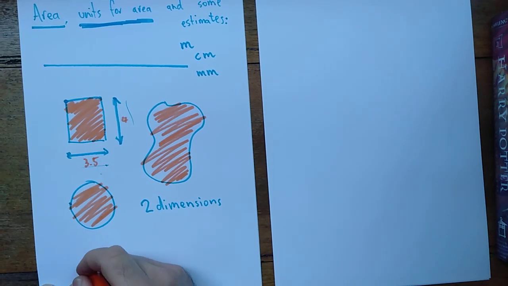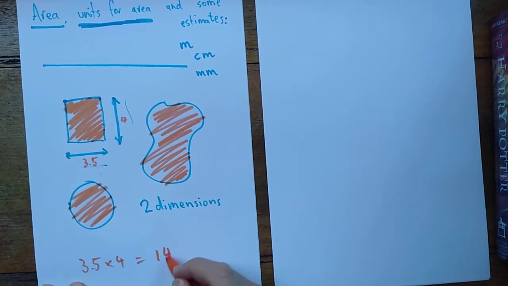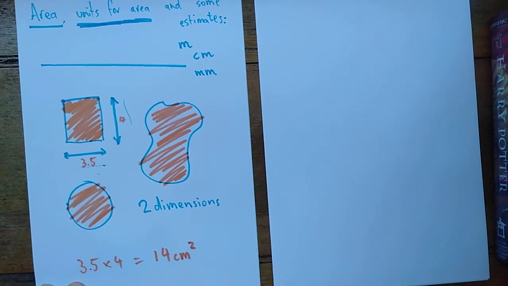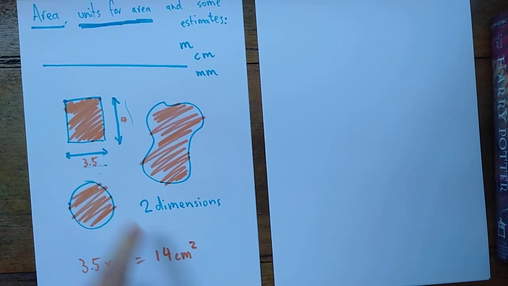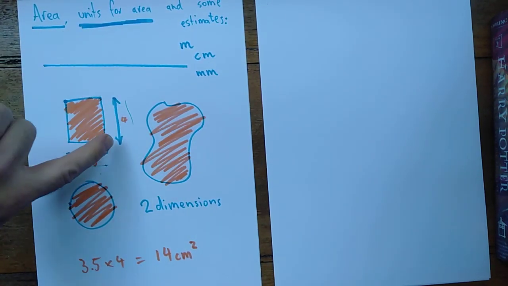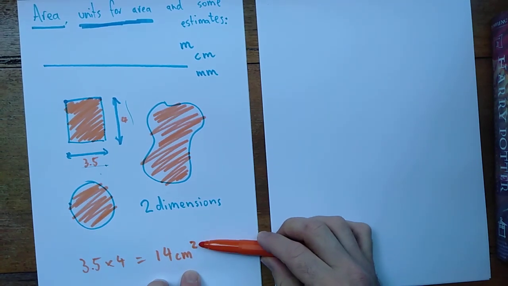I'll multiply these, 3.5 times 4 equals, I'm pretty sure it's 14. And then my unit, because I measured in centimeters, I'm going to write centimeters, but because there were centimeters in one direction and the other direction, these are centimeters squared.